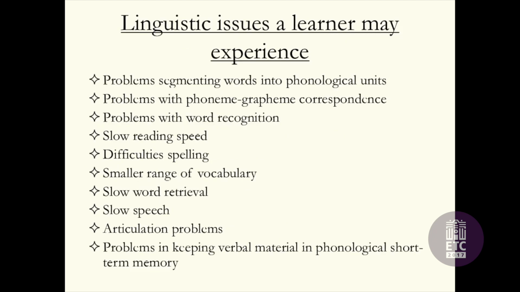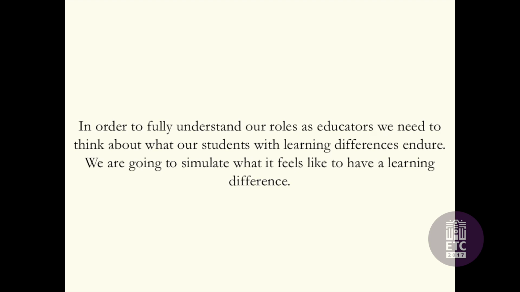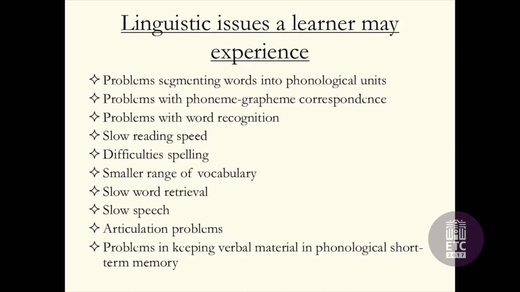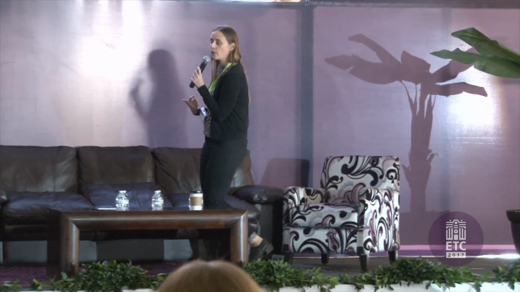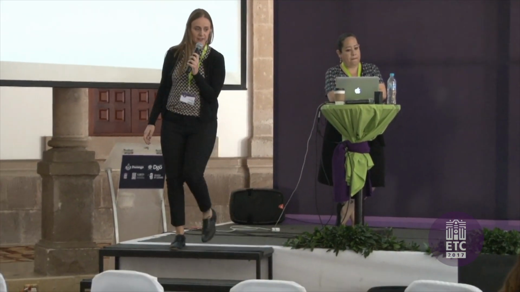So you see that they may have slow speech, they may have problems with articulation, keeping verbal material in their short-term or even their long-term phonological memory. And as we go up, you see slow reading speeds, which affects intonation and how we pronounce things. And you'll see that with segmenting, there may be problems putting sounds together. So as we look at problems that someone with a learning difference may face linguistically, this is a short but extensive list.